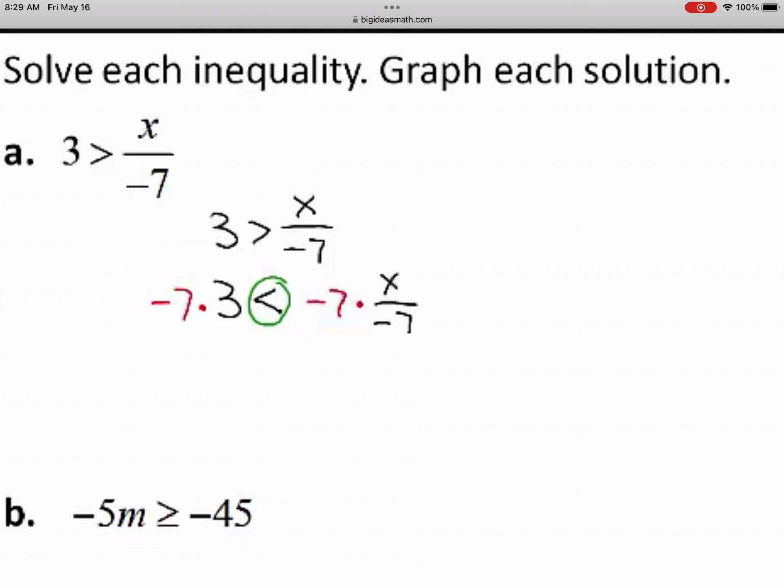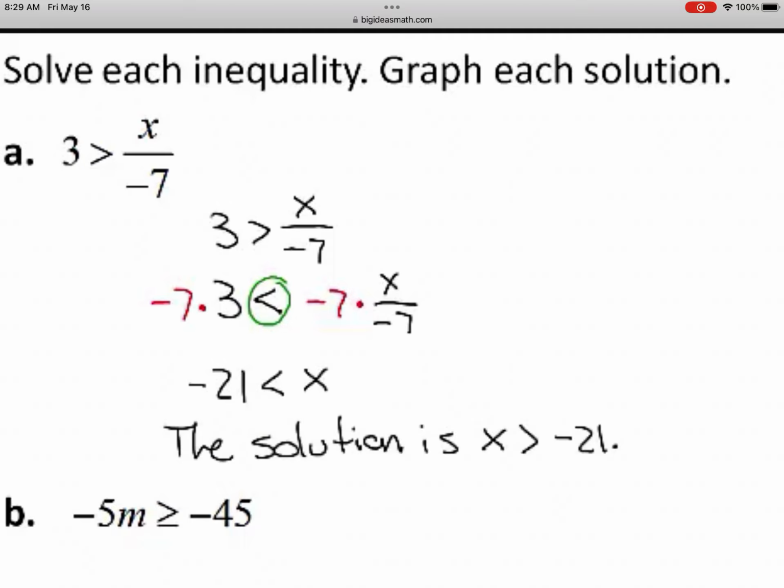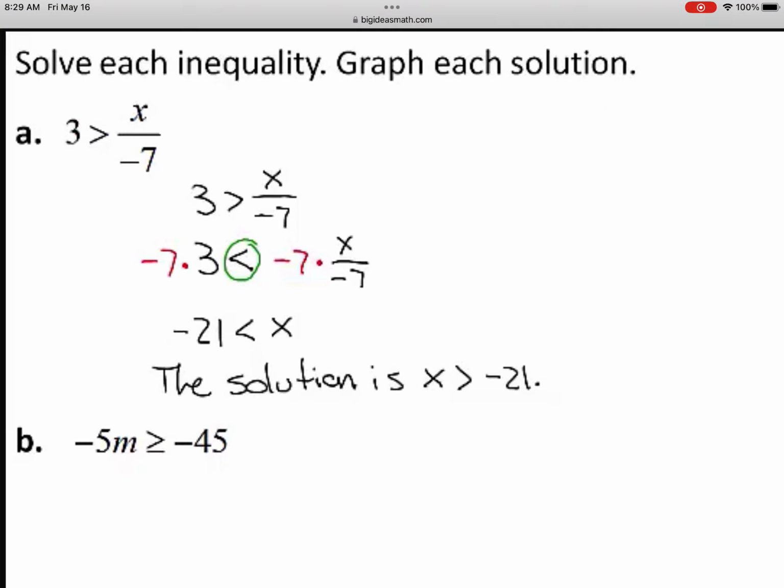Because negative 7 times 3 is negative 21, and negative 7 times x divided by negative 7 is x, negative 21 is less than x. So the solution is x greater than negative 21.